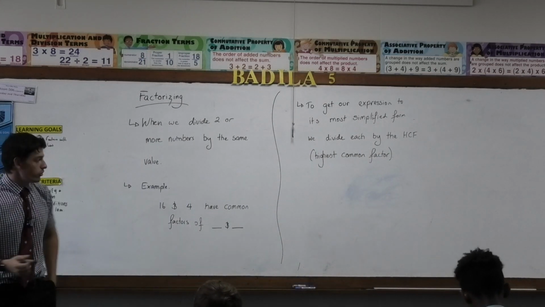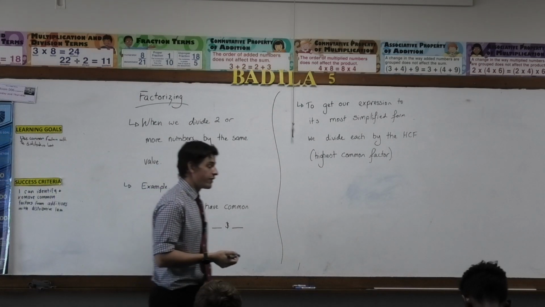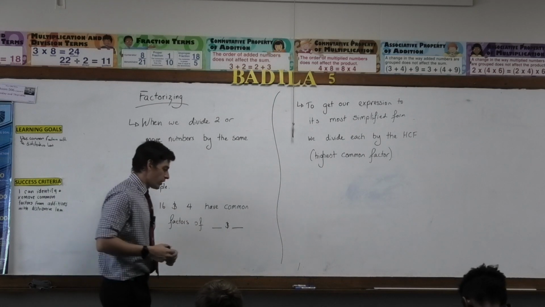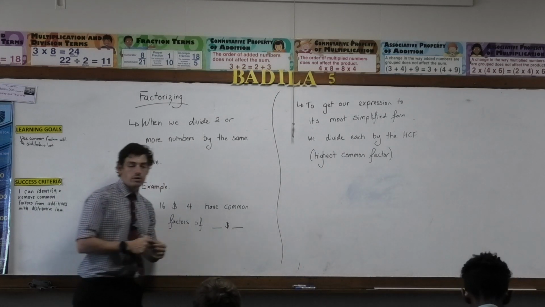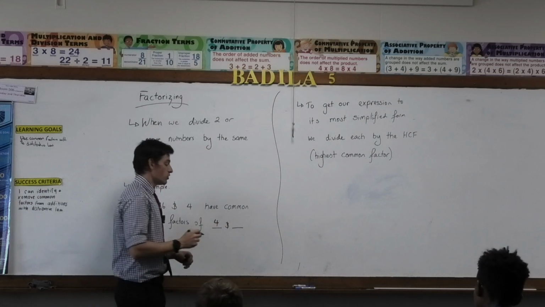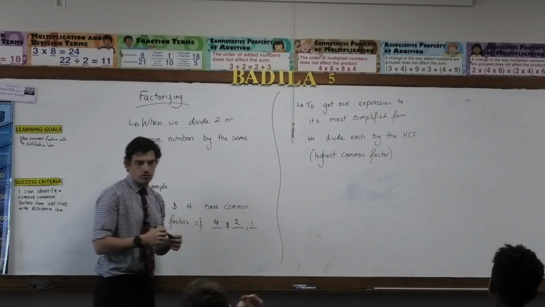So when we look at 2 numbers, sometimes they have factors that are in common. We call these common factors. So if I look at 16 and 4, what are the common factors? What are the things they have in common? I've actually missed one, but what are the ones they have in common? They both can be divided by 4, and they both can be divided by 2. They can also both be divided by 1, but that doesn't really help us.